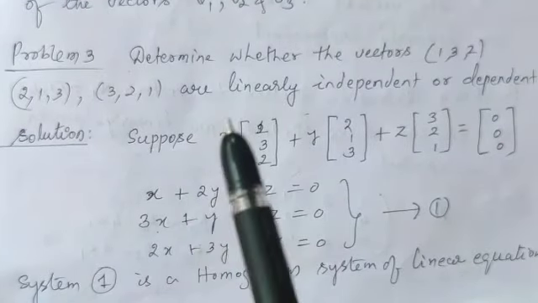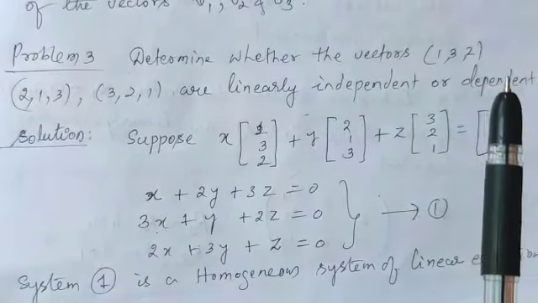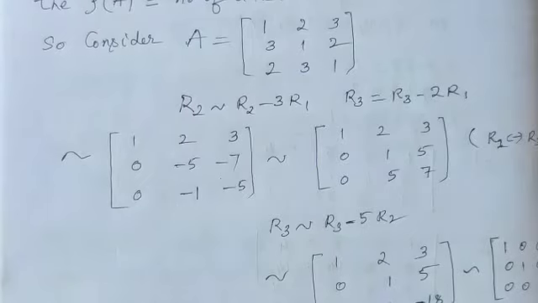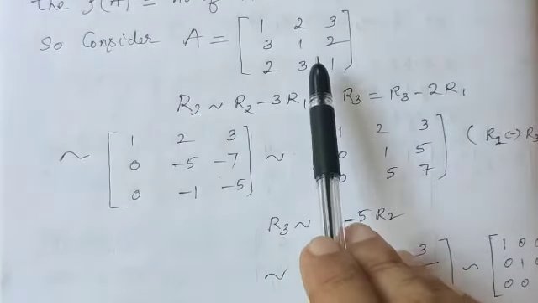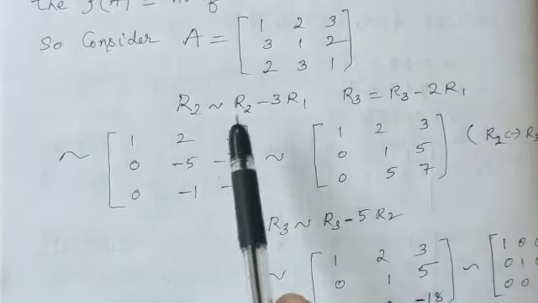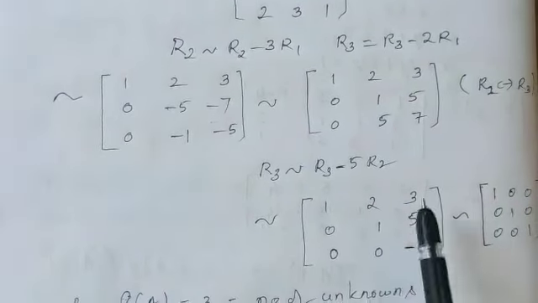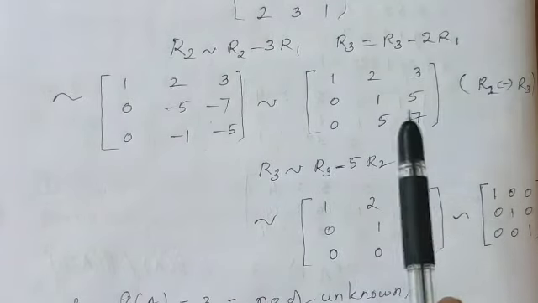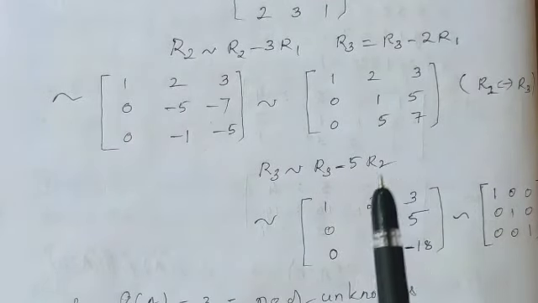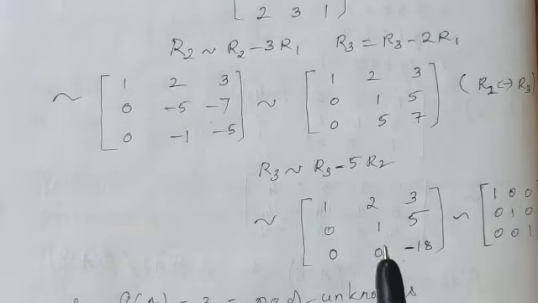Other way is, if you reduce the coefficient matrix, it must reduce to the identity matrix. That is, take the matrix A, the coefficient matrix. Now if you reduce it to the echelon form with elementary row operations, you will reach this matrix, which is 1 2 3, 0 1 5. You can see the rank is 3, which is the number of unknowns. Then you can conclude that the vectors are linearly independent.